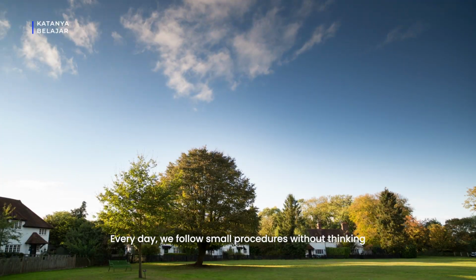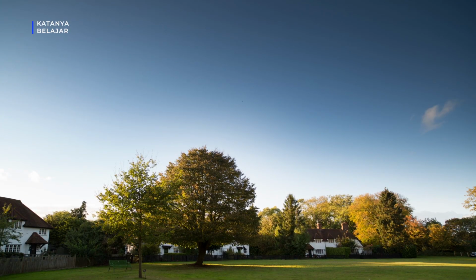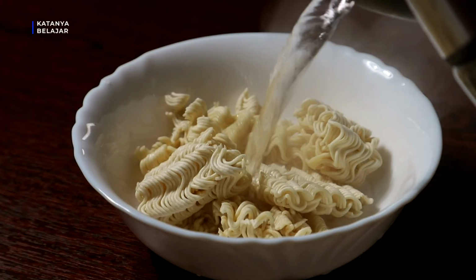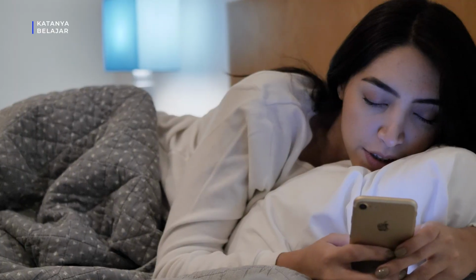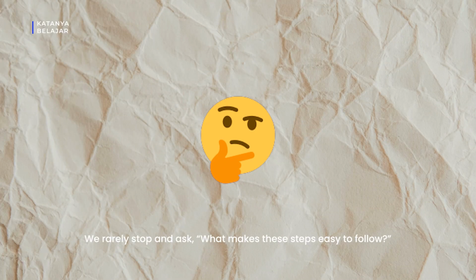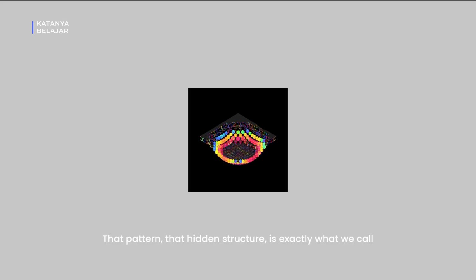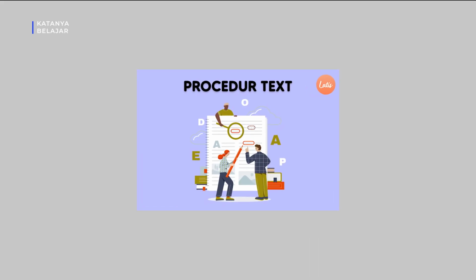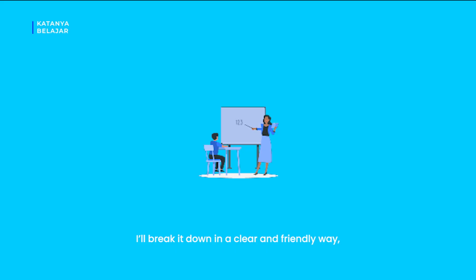Before we begin, let me tell you something simple. Every day, we follow a small procedure without thinking, like making instant noodles, preparing for school, or charging our phones, right? We rarely stop and ask, what makes these steps easy to follow? Or why does every tutorial seem to follow the same patterns? That hidden structure is exactly what we call procedure text. So in this video, I'll break it down in a clear and friendly way, just like learning a cheat code for effective communication.